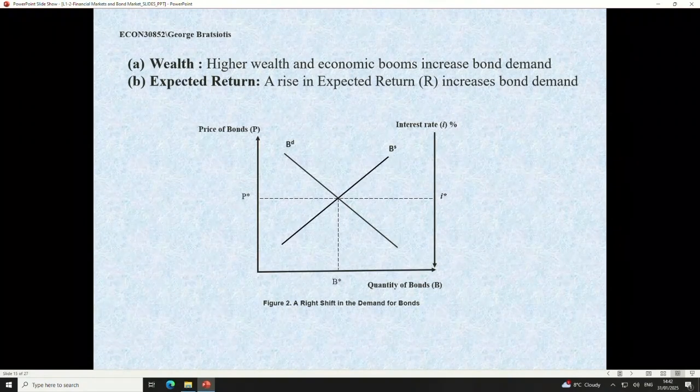But also during economic booms. Why? Because whether it's corporations that need to issue more bonds, they will increase the supply of bonds, but of course I'll be happier because I'm wealthier and everything's going fine, so that increases my demand for bonds. The other one is the expected return.